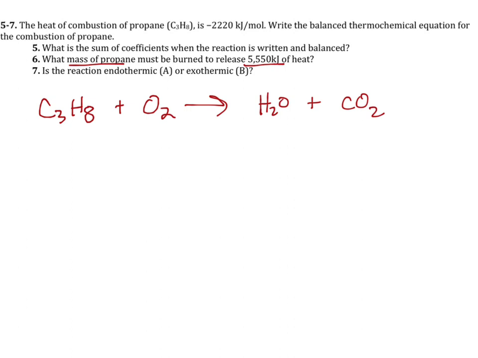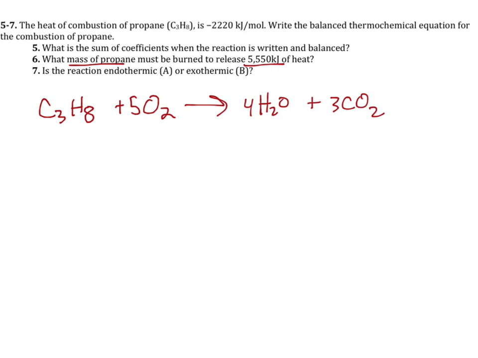And to balance this, we always save the oxygen for last. So we're going to put a 3 here to balance the carbon. We're going to put a 4 here to balance the hydrogen. And then to balance the oxygens, you'll see that you have 4 oxygen right there. You also have 6 oxygen right there for a total of 10 oxygens altogether. So to balance that, you put a 5 right here.